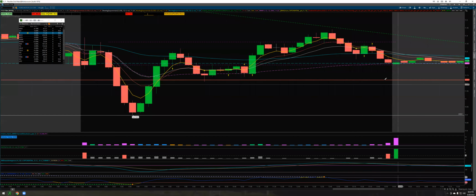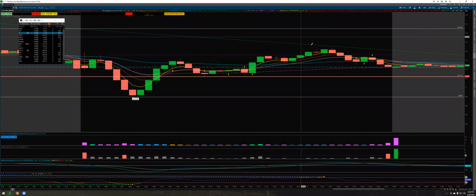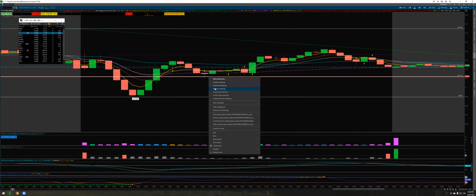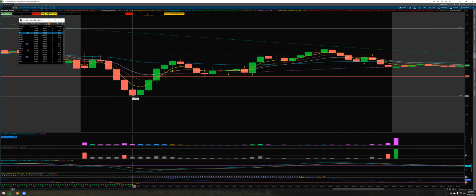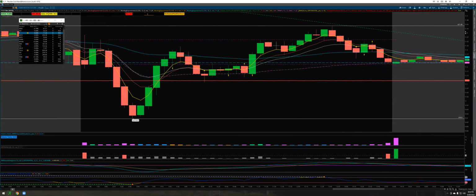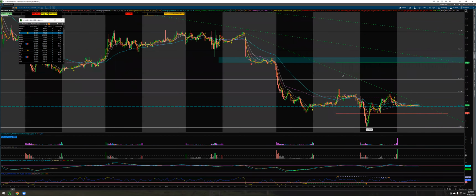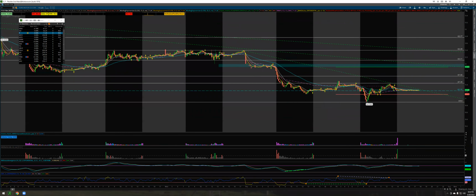Always previous day low is a level. Always previous day high is a level. Where is it? Actually, this is not previous day. Remove. This is previous day low, previous day high. Okay, so we have levels here already. To the downside, we don't have levels. What do we do, Alfonso? We don't have levels to the downside.